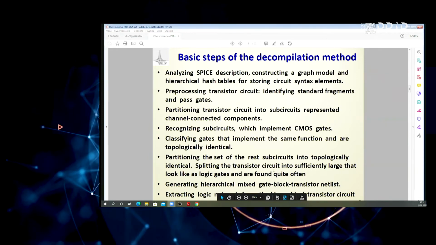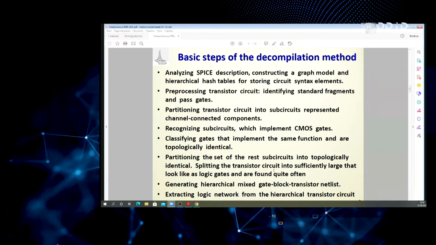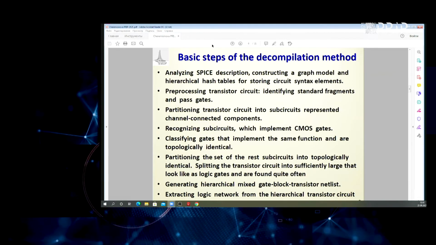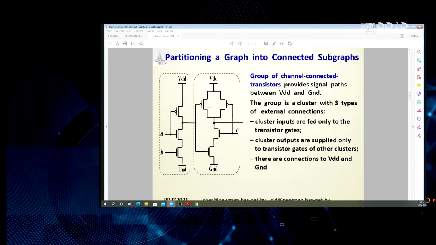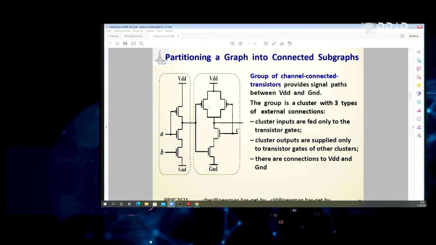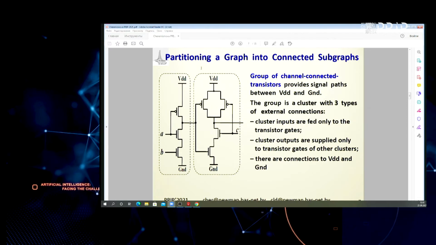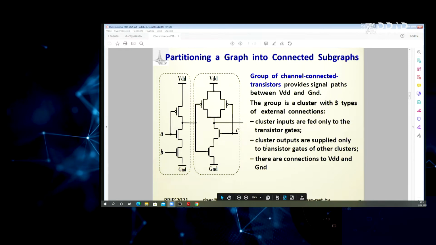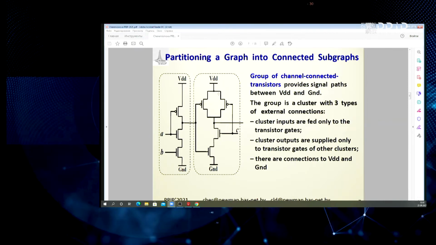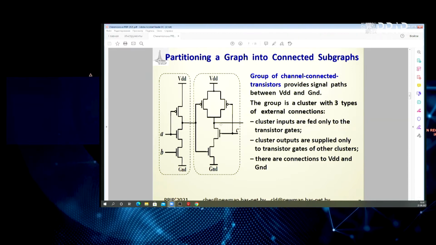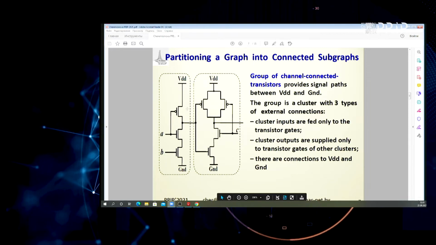We suggest graph-based methods for solving some key tasks of the decompilation program, wherein we use well-known graph methods. A well-defined static MOS circuit can be split into smaller sub-circuits, each of which is a group of channel-connected transistors. Such a circuit component consists of transistors connected by their drain and source terminals, and it provides signal passage between power and input terminals. Here an example of grouping a transistor circuit into two channel-connected groups is shown.